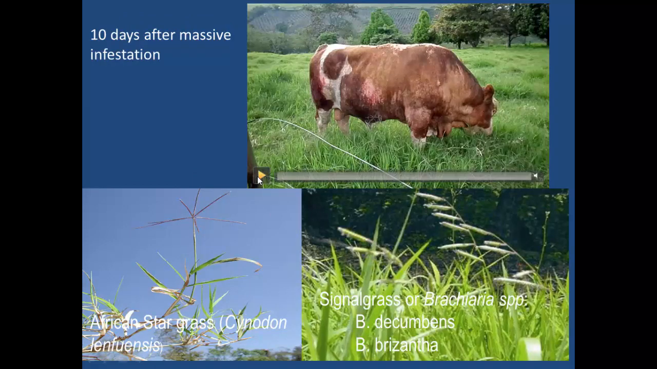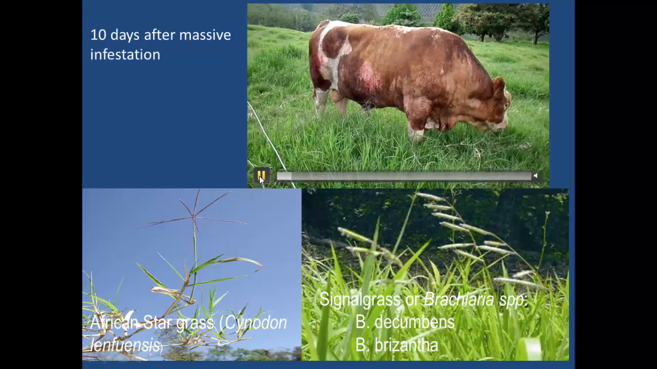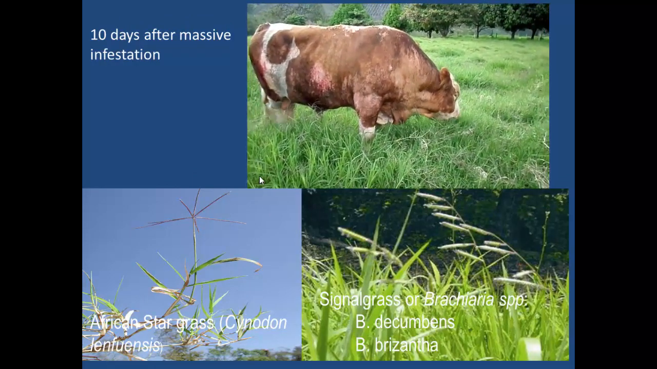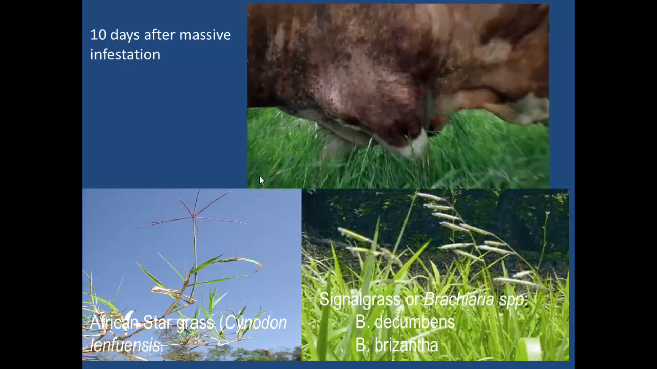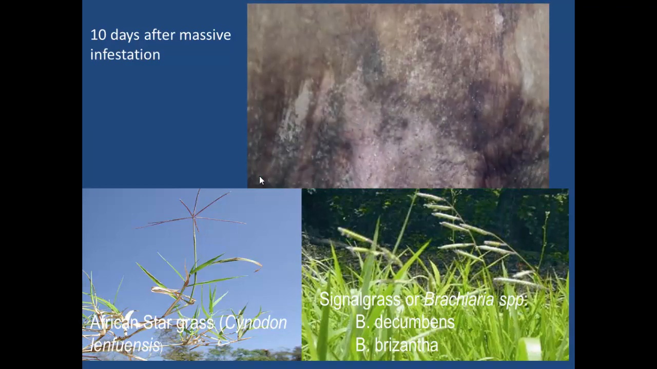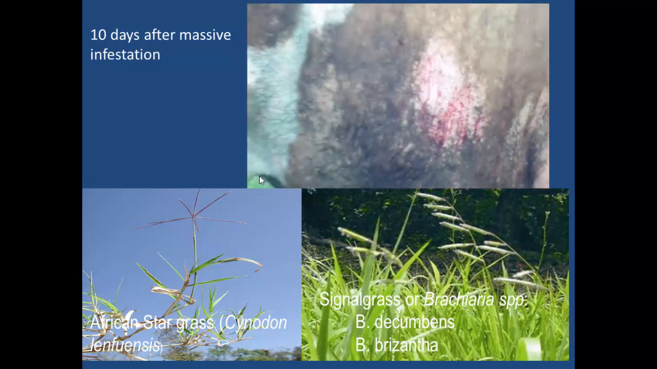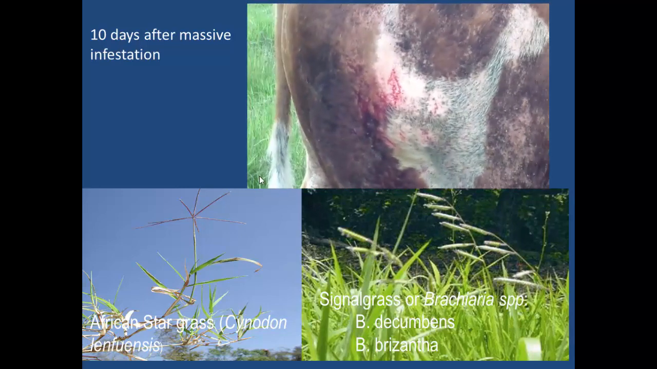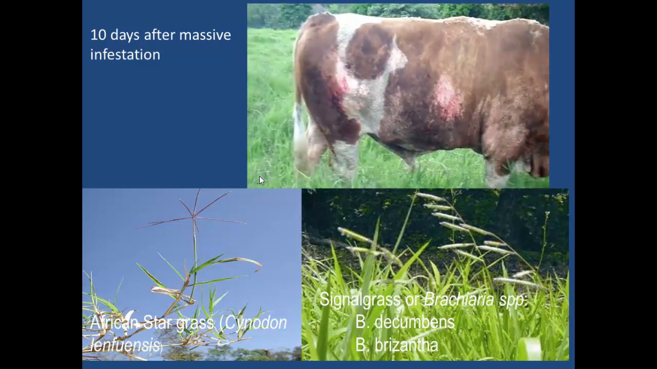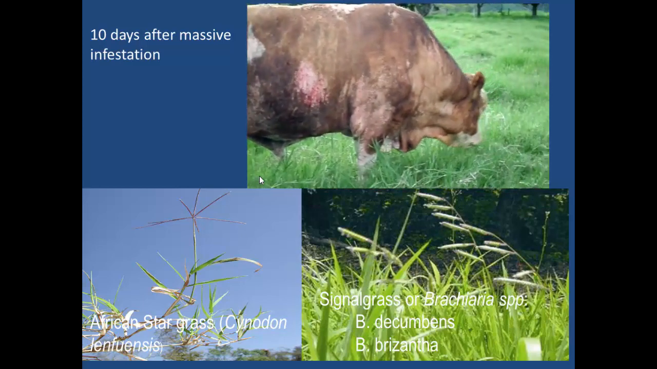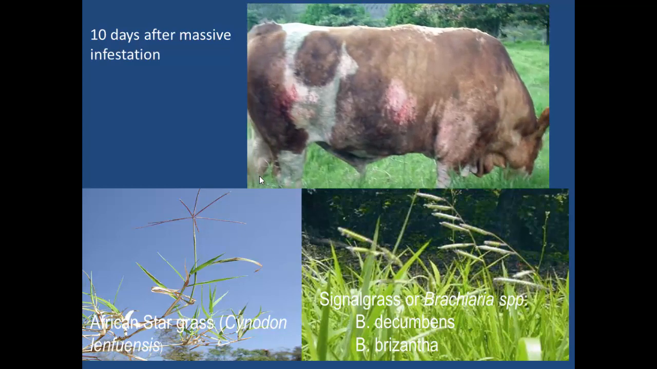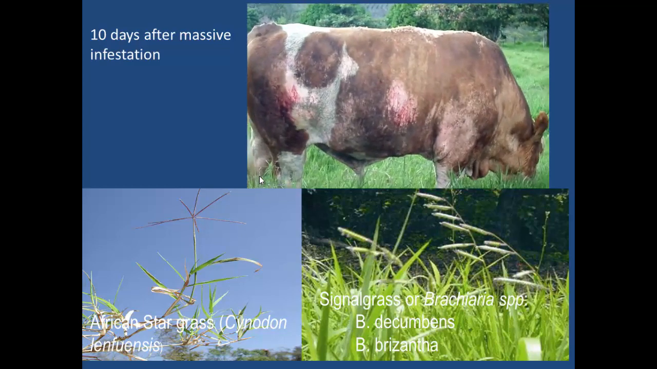The same animal 10 days after one of those massive infestations. And as you can notice, there are a lot of skin lesions that are left by those ticks. Many scabs throughout the body. The skin was really itchy to the point that all those hemorrhagic areas that you see were self-inflicted by the animal by just rubbing and scratching himself against every tree and fence post on those premises.